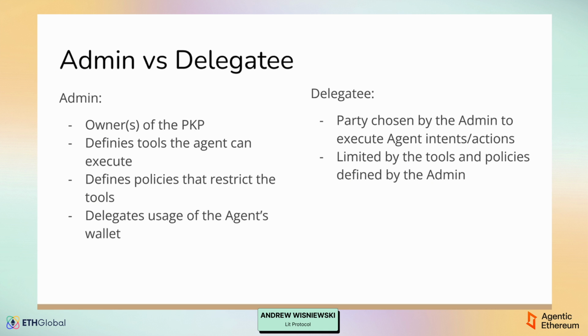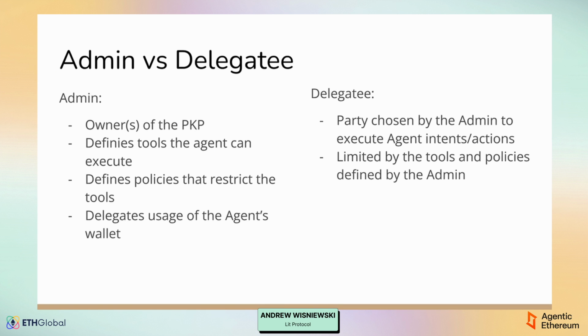So for example, if we have a tool to transfer ERC20 tokens from our agent to any other address, we can restrict our agent to only send permitted tokens to permitted addresses and to transfer a specific amount of each token. So next is our Delegatee.